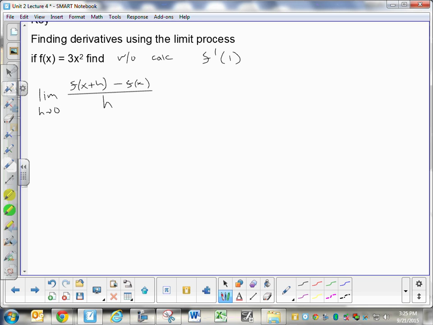Well, there's actually nothing that we can't do. We can plug in stuff into everything except for h. I know what f of x is. It's just 3x squared. So wherever I see f of x, I can replace it with 3x squared. And I can write down what f of x plus h is. If I want to find f of x plus h, wherever I see x in my original function, I'll replace x with x plus h, typically in parentheses.